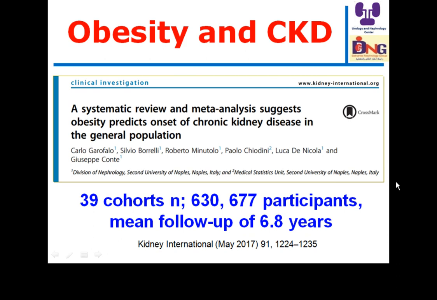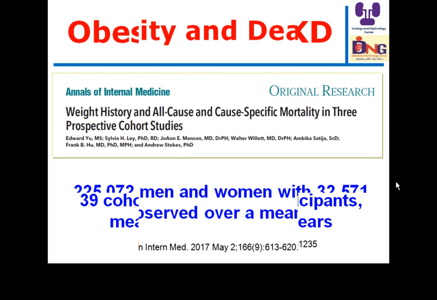Another important article, a systematic review and meta-analysis, suggests that obesity can be associated with and predicts the onset of chronic kidney disease in the general population. This is a systematic review and meta-analysis of 39 cohorts, including more than 500,000 participants with a mean follow-up of more than six years. So again, obesity is bad, and we should combat obesity in the general population by advising not gaining weight.